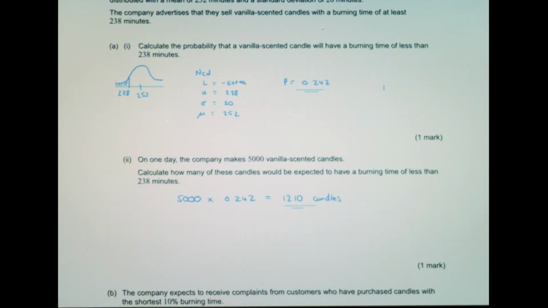Just to settle an argument amongst myself and my colleagues, would you have accepted P is 24.2%? I think we did. Yes. Yep. Thank you.